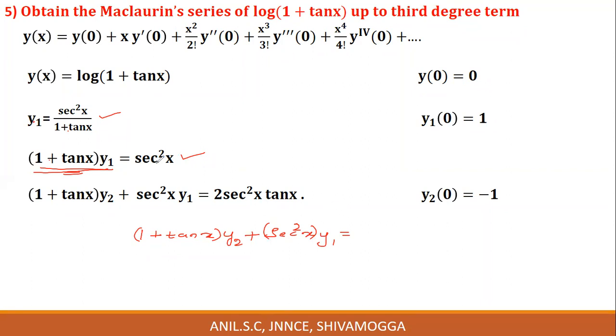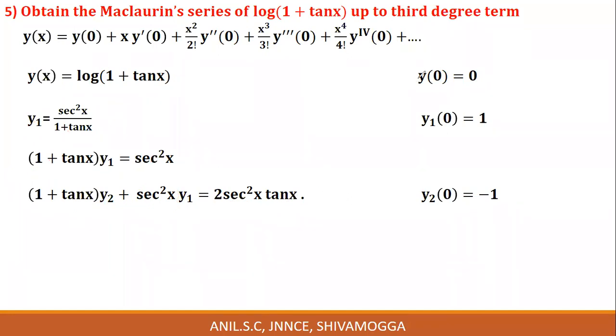This is equal to the derivative of secant square x, which is 2 secant x into the derivative of secant x, which is secant x into tan x. Therefore, 1 plus tan x into y2 plus secant square x into y1 is equal to 2 into secant x into secant x, which can be written as secant square x tan x, as it is.